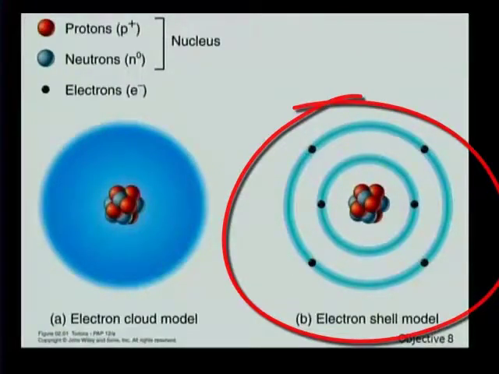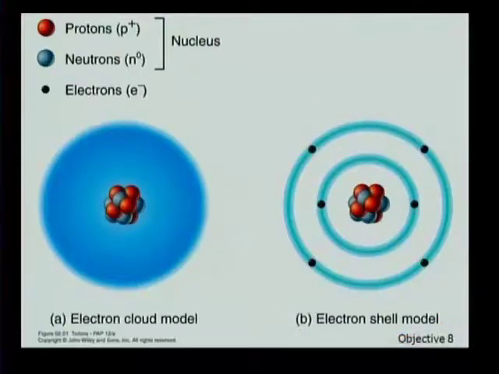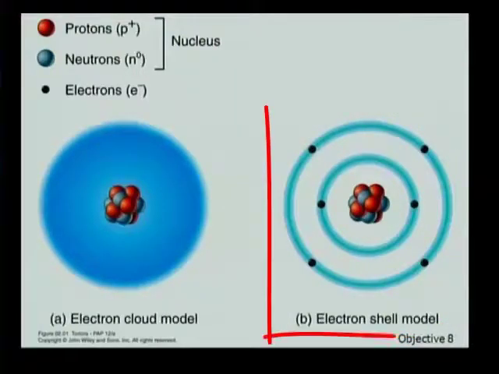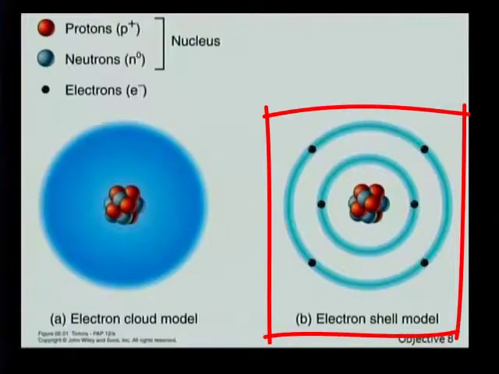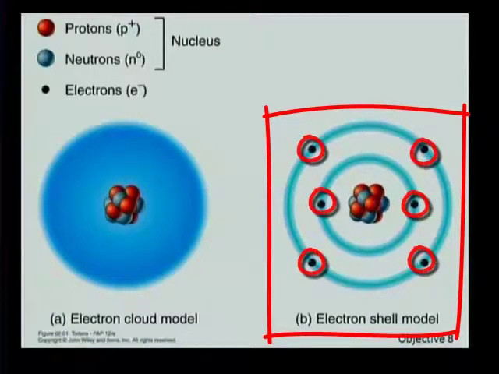The electron shell model is the older model. We also call this the planetary model of the atom, because the electrons occupy specific shells. These correspond to specific energy states, higher and lower energy states, like planets orbiting the sun. And so in this analogy, the nucleus is the sun, and the electrons are the planets that orbit around it.